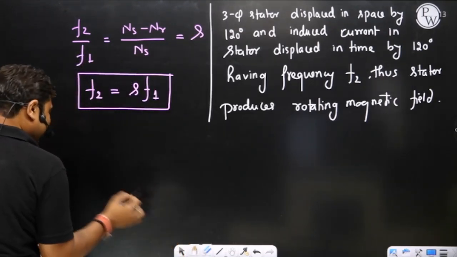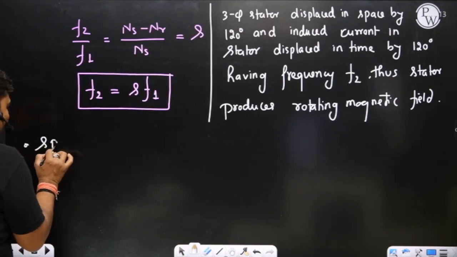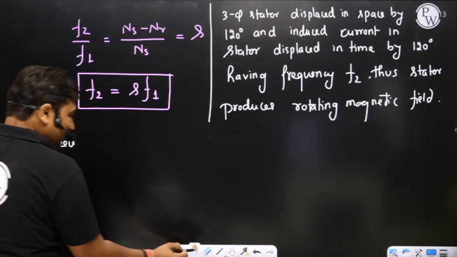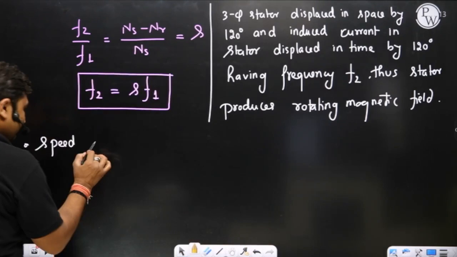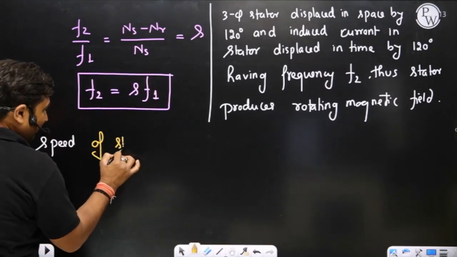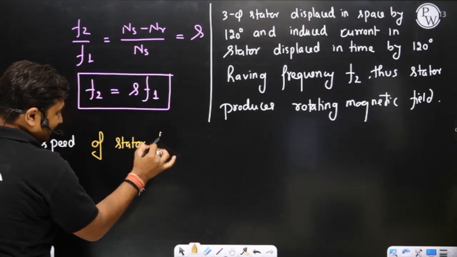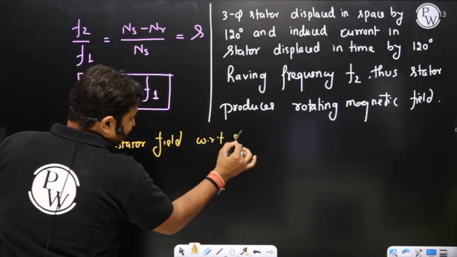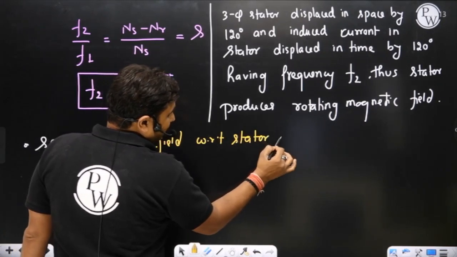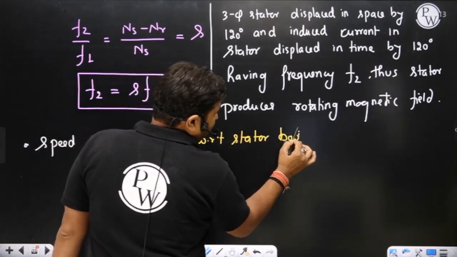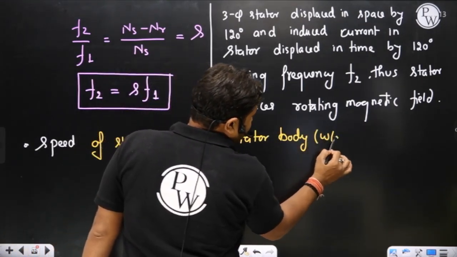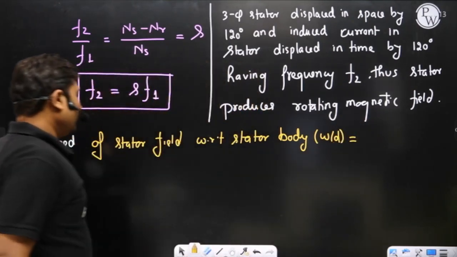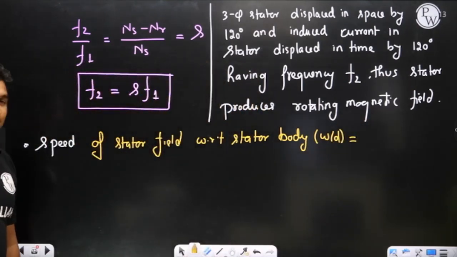Please tell me, what is the speed of the stator field? So, the speed of the stator field with respect to the stator winding or stator body. You can say body, structure or winding, all are the same. So please tell me, what is the speed of the stator field with respect to the stator winding?